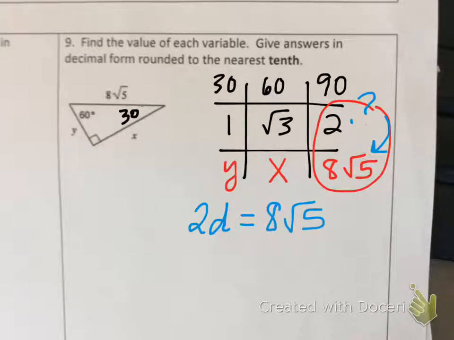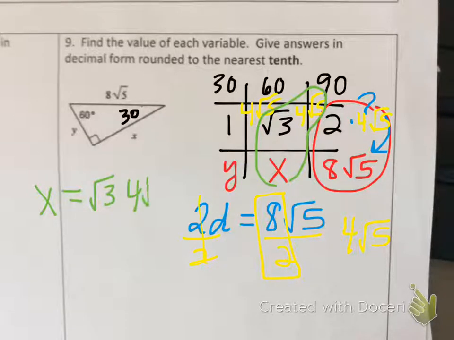To solve for d, I would divide both sides by 2. And d is alone now, and to reduce this, we're just reducing 8 halves, which is 4. So the scale factor is 4 root 5. Therefore, I'm multiplying all top columns by 4 root 5. So to find x, I look at the column with the x, that's this middle one, and I have to multiply root 3 times 4 root 5.